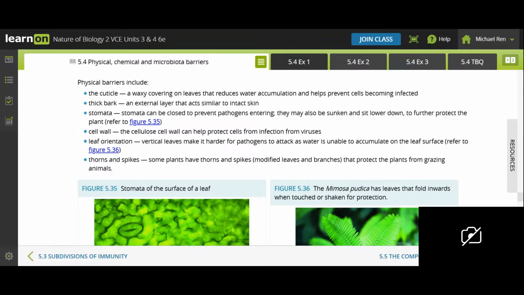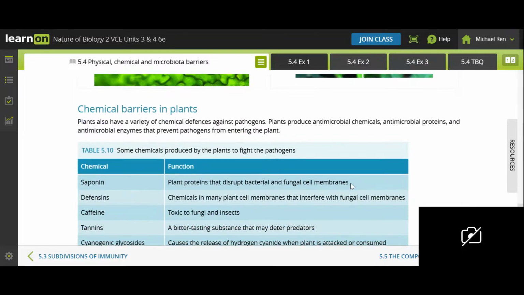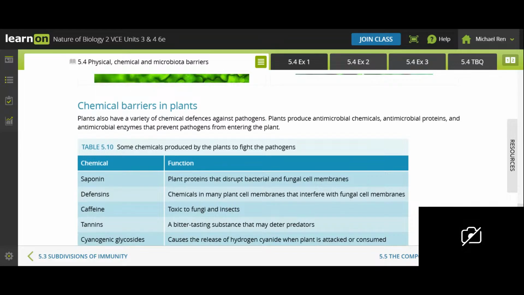What is thorns and spikes doing here? Oh, well, I guess it's that. Chemical barriers. These are just chemicals that kill pathogens. Well, I need to try to kill pathogens and prevent them from entering the plant.